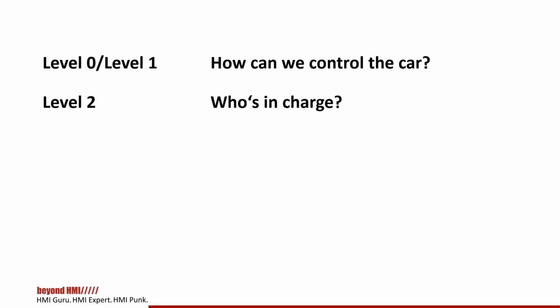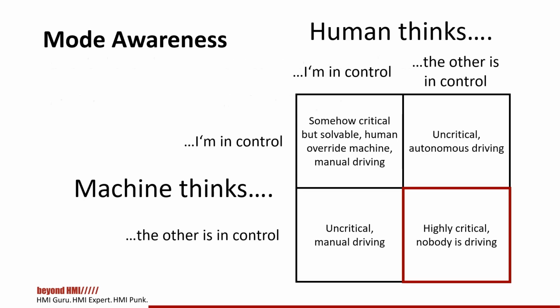Okay, so let's move on to level 2. The basic question on level 2 is who's in charge, who's driving, who's doing what. Level 2 means the car does some things, the rolling robot is taking tasks, but I as a driver still have tasks to do, still have tasks to solve. And so this task sharing needs a clear communication of who's in charge and who's doing what.